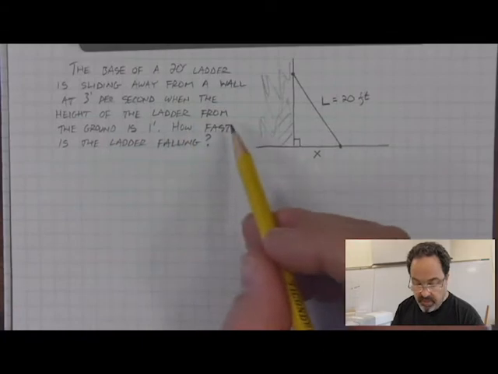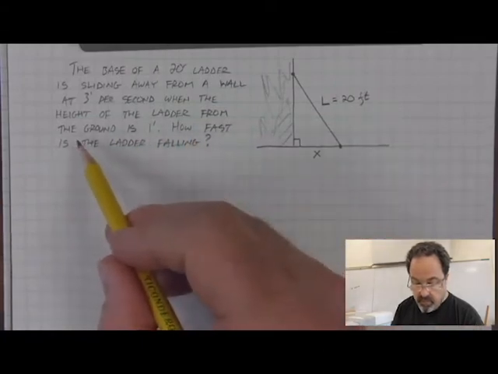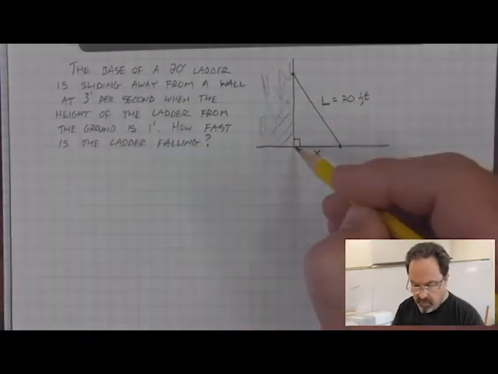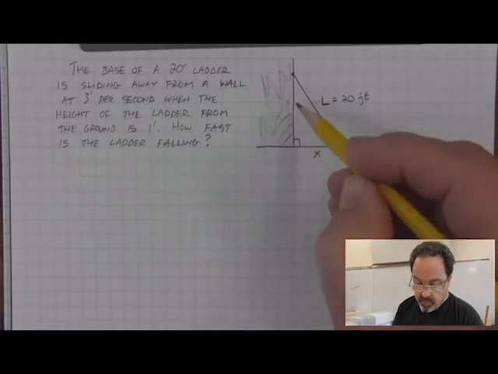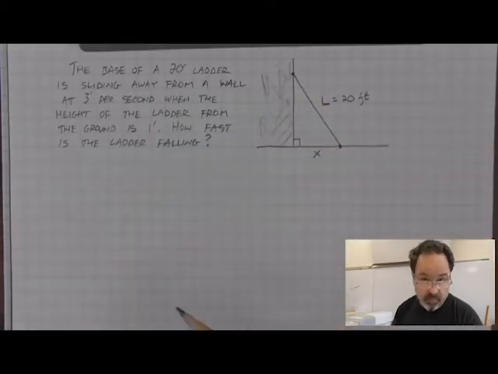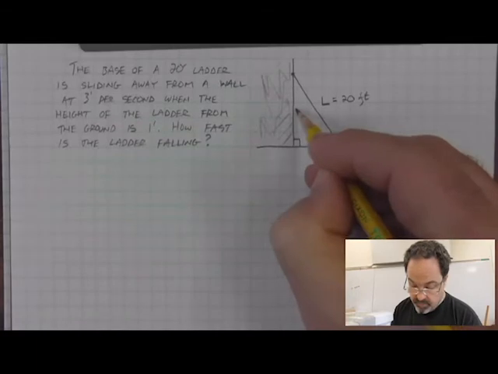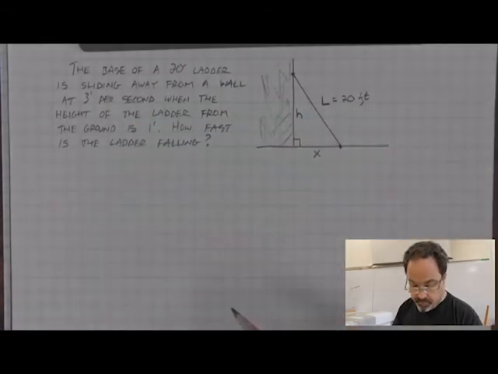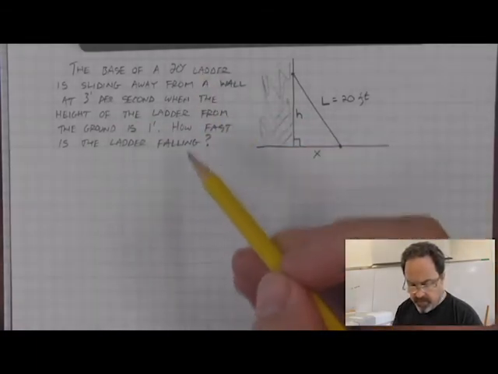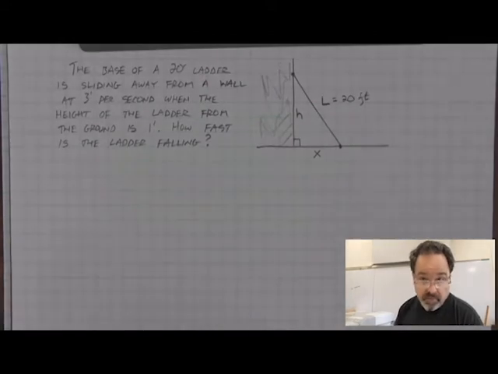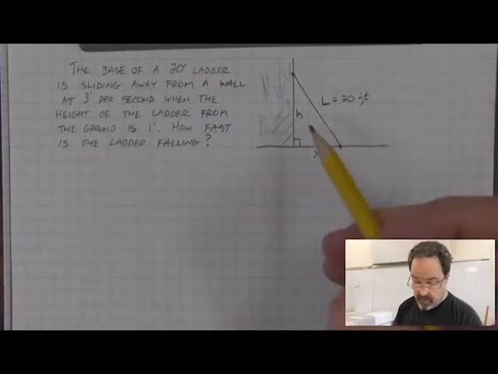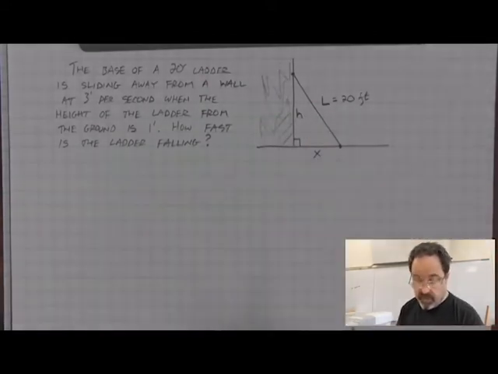When the height of the ladder from the ground is 1 foot, I'm going to care about the distance from the ground to the top of the ladder. We'll call that the height of the ladder, and I'm going to label that distance H. I have some information in the reading about speeds. Those are rates. The variables that I've chosen here are going to be measures of distances.